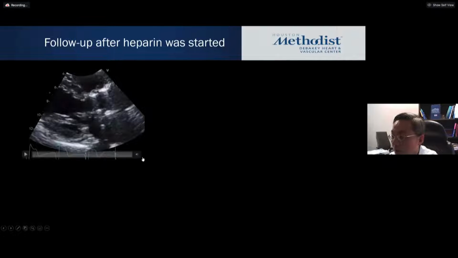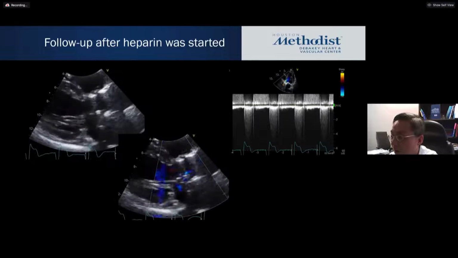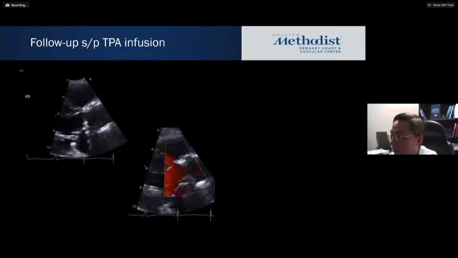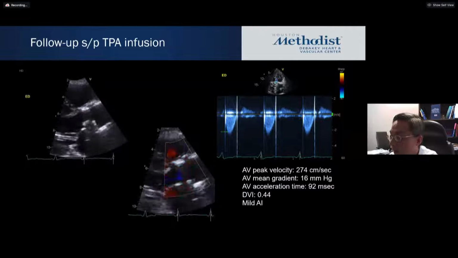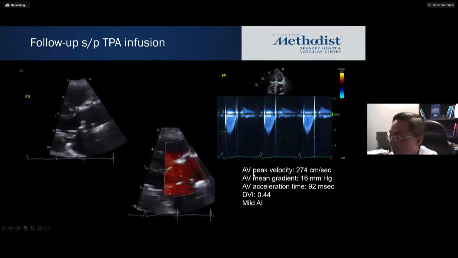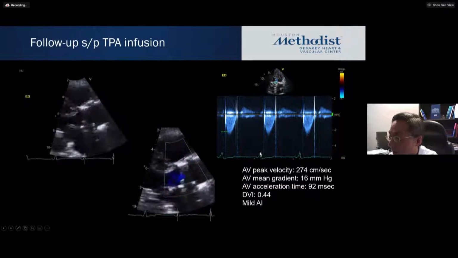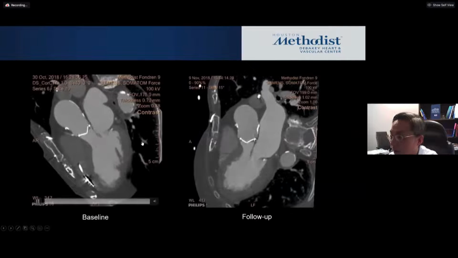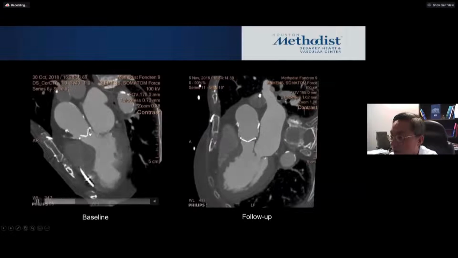And so she received heparin. You can see the peak velocity went down significantly. This is after heparin and TPA. I'm sorry, she didn't respond to heparin, but responded to TPA with significant improvement of the valve gradient. Interestingly, on follow-up, you can see that only one of the valve leaflets recovered its excursion and the other one did not.